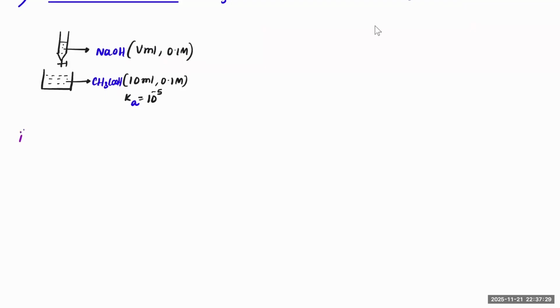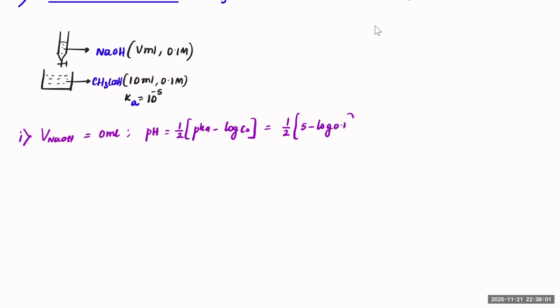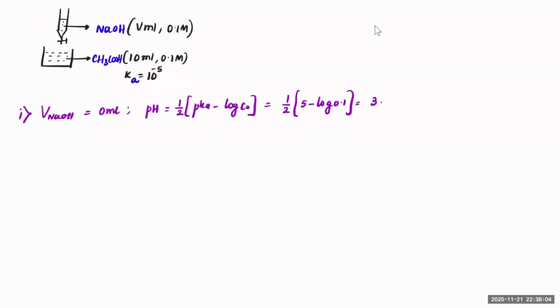So start with the first case. You have learned the rhythm of the question already, right? So first, you check the volume of NaOH starting with 0 ml. If it is 0 ml, only weak acid is left. So for weak acid, we know the formula: half of pKa minus log C naught. That is equal to half of pKa value, which is 5, minus log of 0.1, which is 3. So we are starting the pH from 3 onwards. So this is the first case.